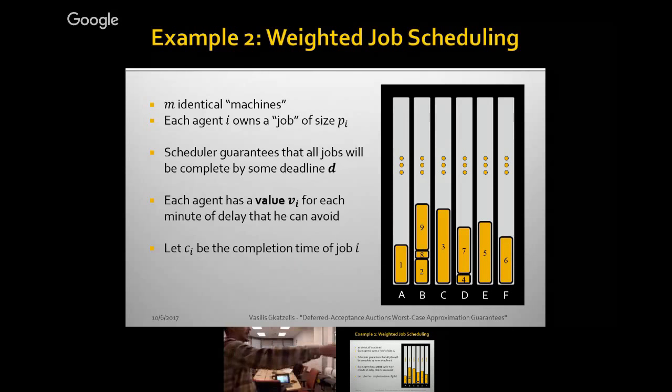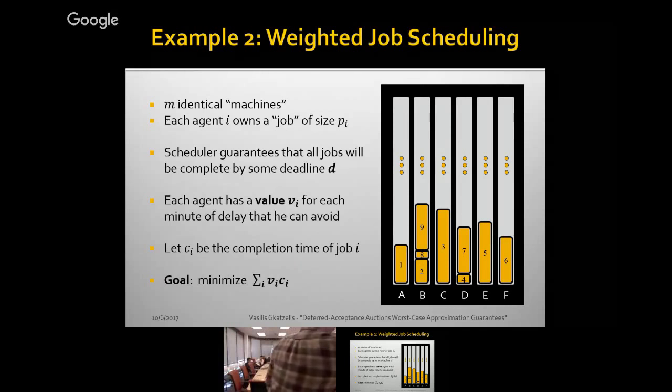So if C_i is the completion time of job i, our goal, which is a standard scheduling problem people have studied, is to minimize the social cost. In other words, the weighted completion time. If I reduce your completion time by, let's say, 1 minute, then I reduce your cost by v_i. So this is essentially saying I want to find the schedule, who goes where, in order to minimize the weighted completion time.